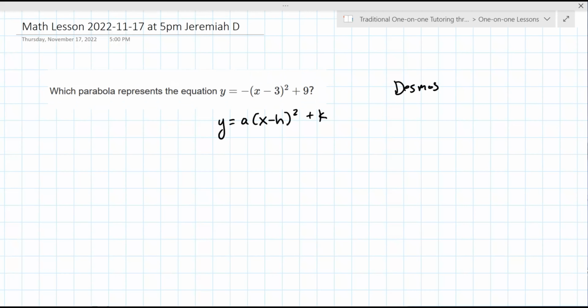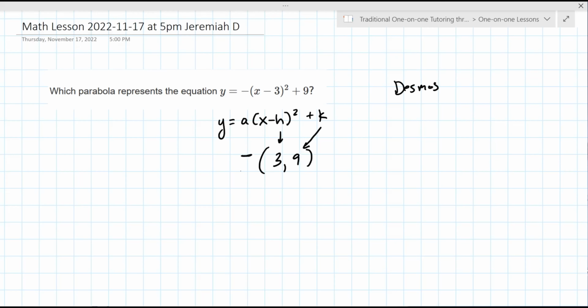Okay, and the vertex for this problem is (3, 9). The vertex is always the h value and then the k value. So the k value is kind of the one that's always pretty obvious. It's the number on the outside. Okay, that one's usually not too hard. Now the number on the inside, if it's negative, it becomes that number. If it's positive, you have to switch the signs. Okay, so I'm going to look at a few problems like that.